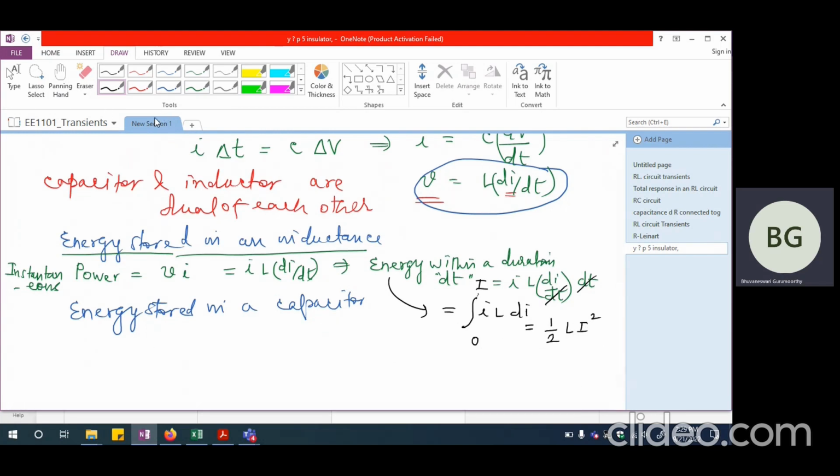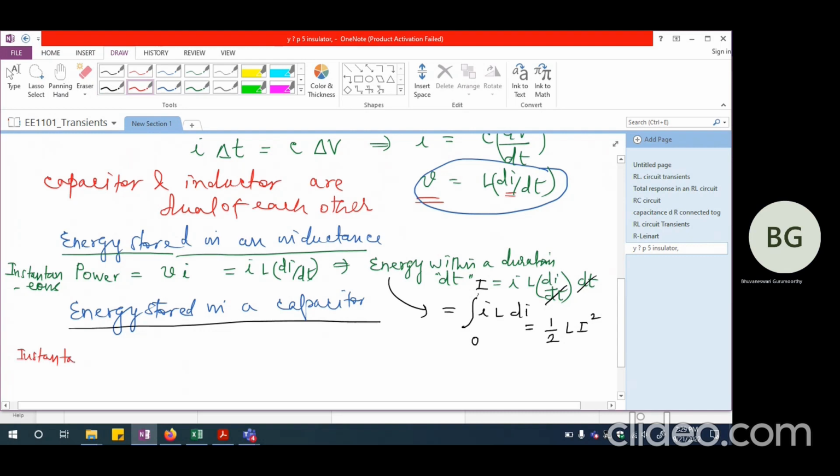Whereas if I try to calculate the same kind of energy stored in a capacitor, I should say again instantaneous power P in a capacitor.